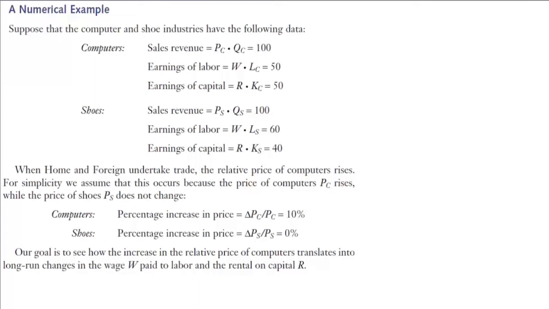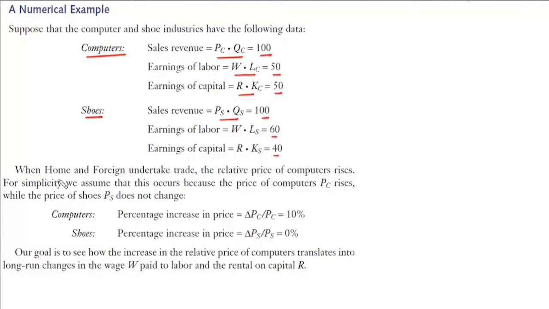Now for this example, we are given two industries, computers and shoes. Sales revenue, PC into QC, is 100. Earning of labor, W into LC, is 50. And earning of capital, R into KC, is 50. Now for shoes, sales revenue is 100. Earning of labor is 60. And earning of capital is 40.